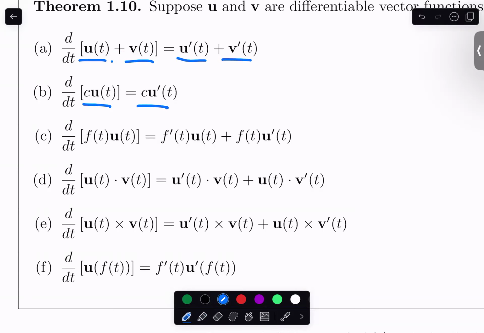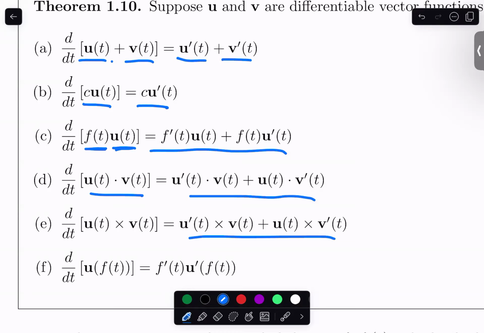What gets a little bit interesting is, we have lots of different products now that we have vector valued functions. So you could have a scalar function times a vector valued function. And the claim is that the product rule still works. You could also have two vector valued functions, in which case the products that we have are dot products and cross products. And the claim is that those work as well.